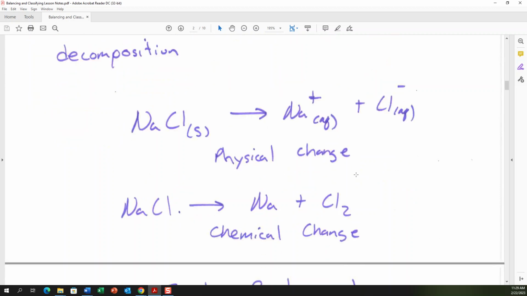This would be the decomposition reaction, right? Because this is not an ionic compound dissolving. This is an ionic compound decomposing and forming its elements. So that would be decomposition. This one up here would not be decomposition. Okay.